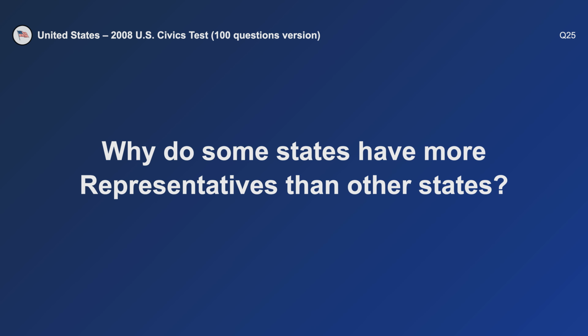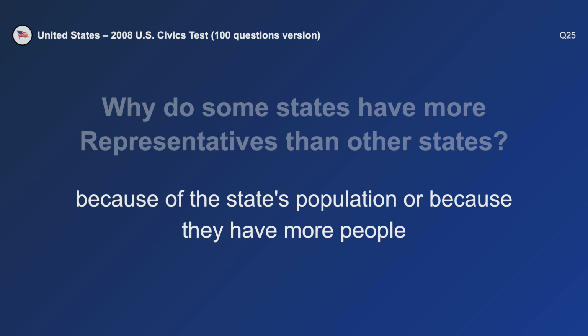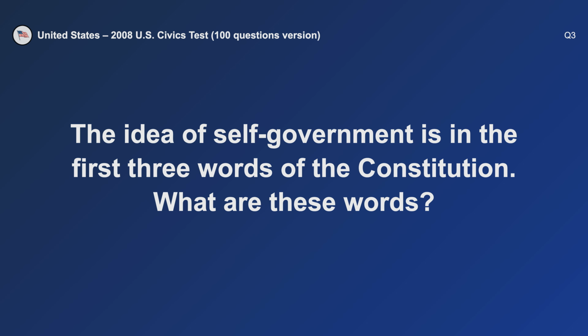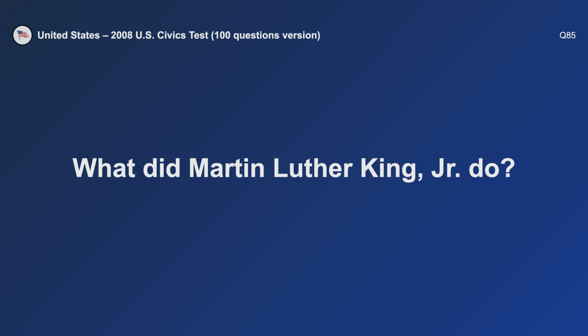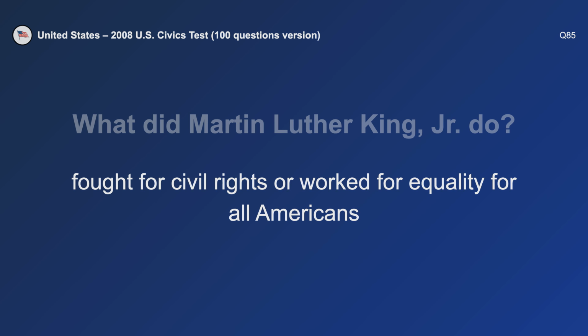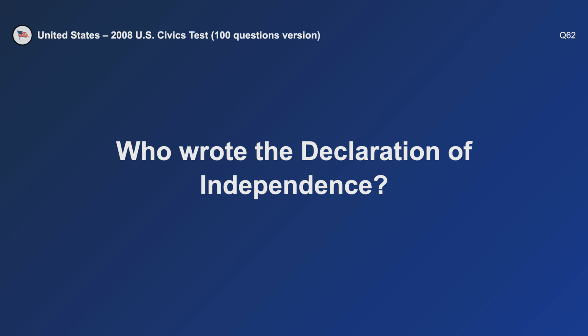Why do some states have more representatives than other states? They have more people. The idea of self-government is in the first 3 words of the Constitution. What are these words? We the people. What did Martin Luther King Jr. do? Fought for civil rights.